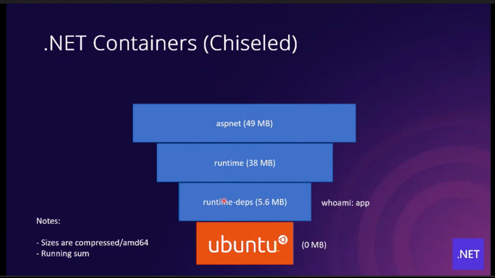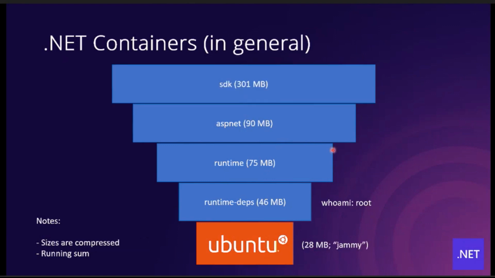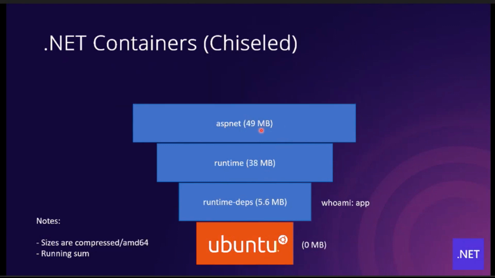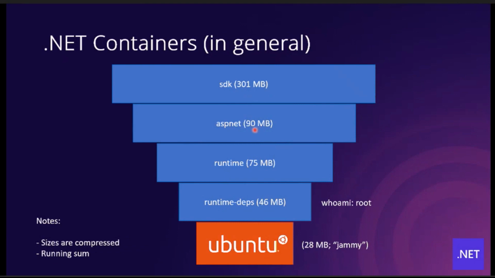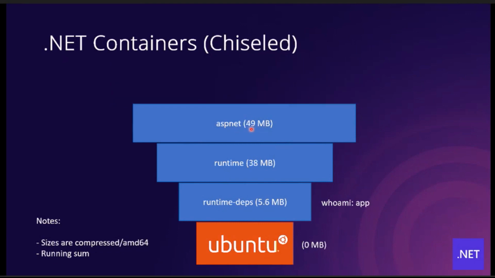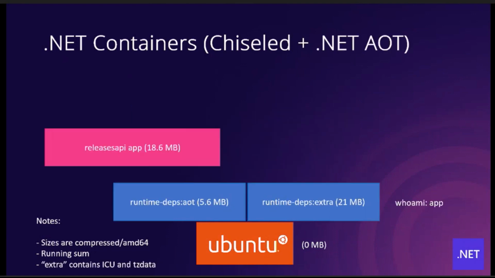But the libraries, you can see here that it's 5.6, like runtime deps, runtime 38, ASP 49. If we compare before and now, well, this one is 90 for ASP.NET. Now it's 49. So you can see reductions, right? That's pretty good. And even here, you can see the command whoami.